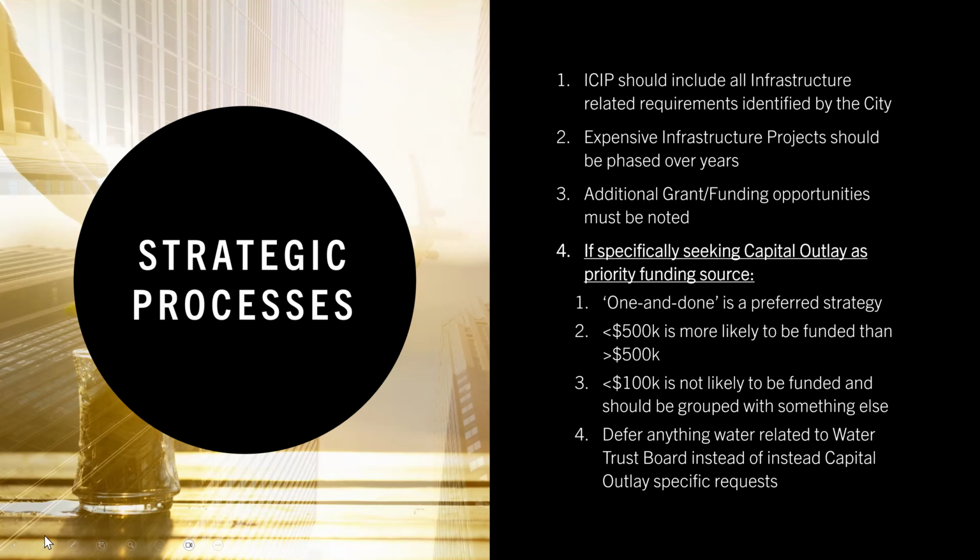Strategic process. Take a look at this real quick. All right, what it should have, what it shouldn't have, more or less. It should include all infrastructure related requirements identified by the city. So this means little things that don't cost that much, and it means very expensive things that cost a whole lot. If it is a requirement for the city, and we've determined that through a working group, a board, or anything else, something obvious, a building falls apart. If it's a requirement and we need to replace it, it needs to find its way onto the ICIP. Then once it's on there, we talk about strategies and tactics to get that funded.